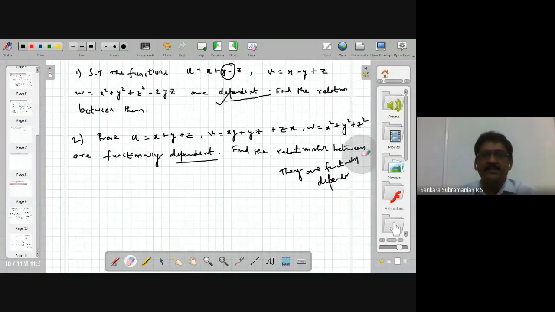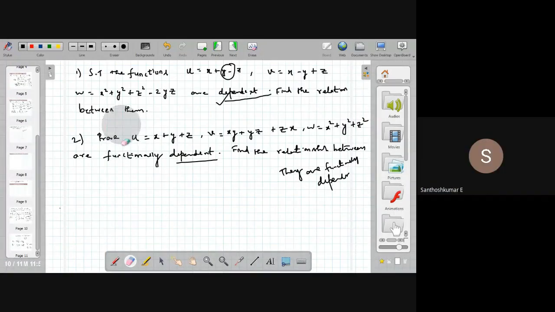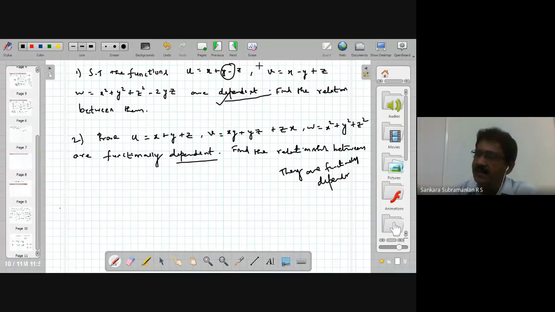Now, can you state an equation using all this? How do you relate it? Yes. Can you tell a relation between u, v, w, by eliminating x, y, z? We have said it is possible. How? I can tell you a clue. What is u plus v?